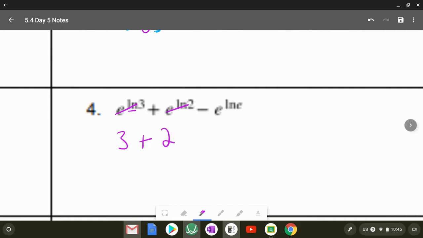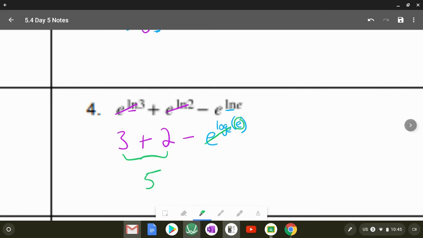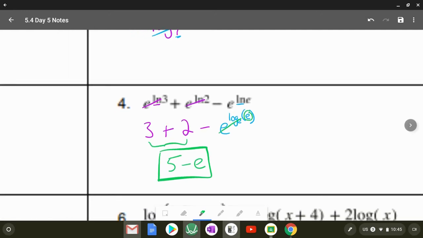But then on this last one, you have to be very, very, very careful, because if we look at this one a little bit closer, this is e to the log base e of e. So don't get in the habit of just rolling through it. These two cancel, but you are left with that inside. So 3 plus 2 is 5 minus e. Okay, so that's number 4.